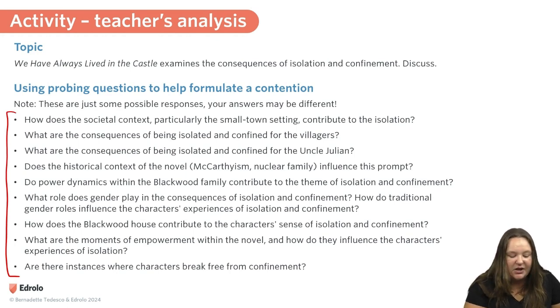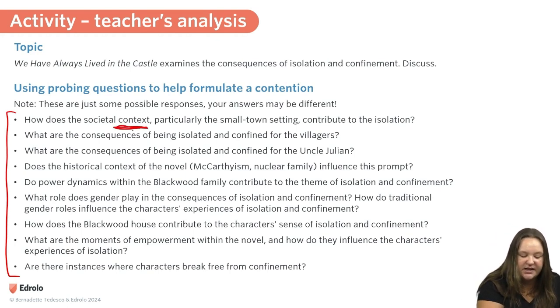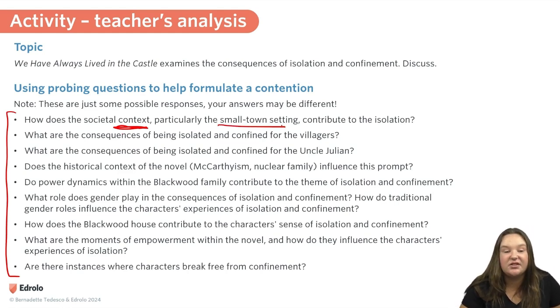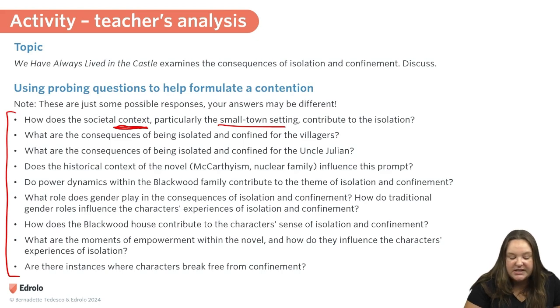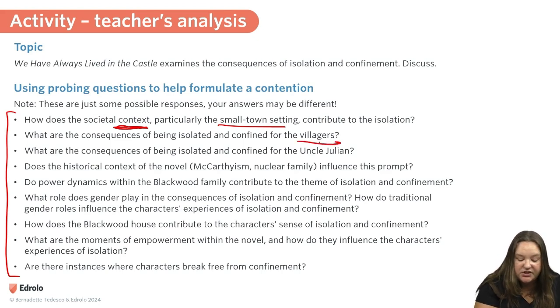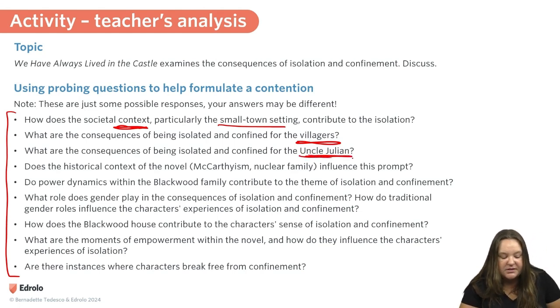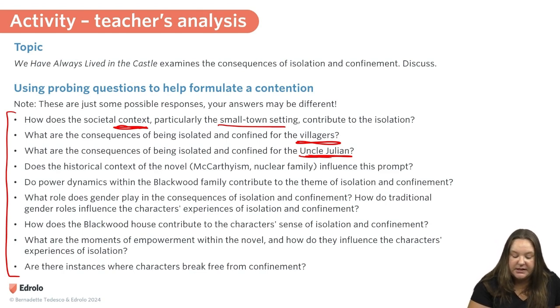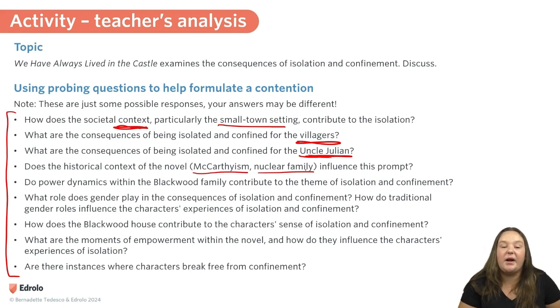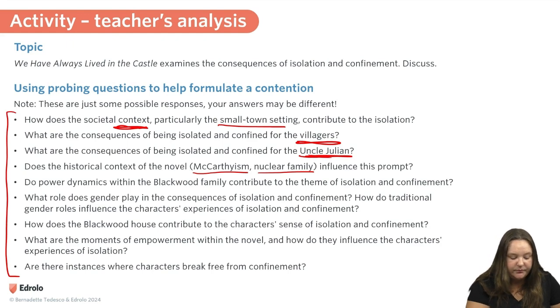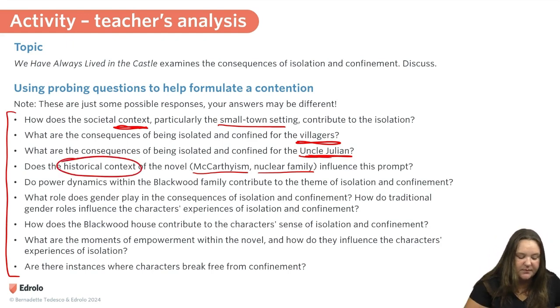So how does societal context, particularly the small town setting, contribute to isolation? What are the consequences for the villagers? What are the consequences for Uncle Julian? Does the historical context of the novel influence the prompt? And then I might think about McCarthyism or the nuclear family and how that might encourage or enforce that isolation and confinement. So that historical context.